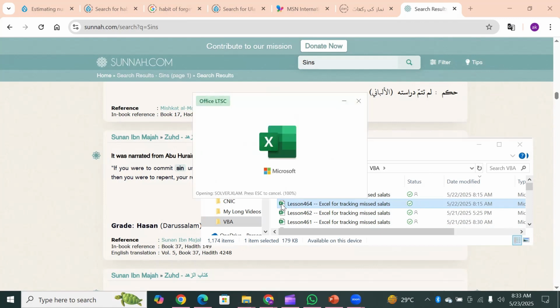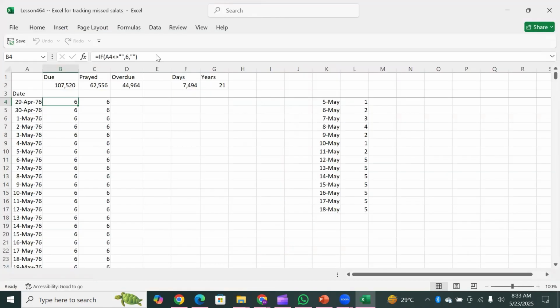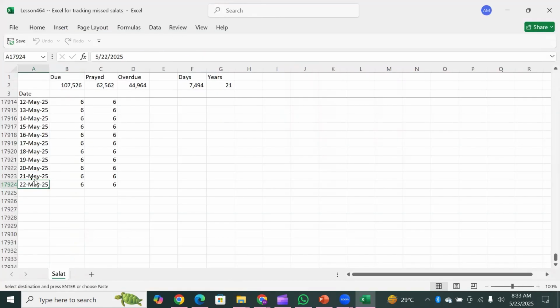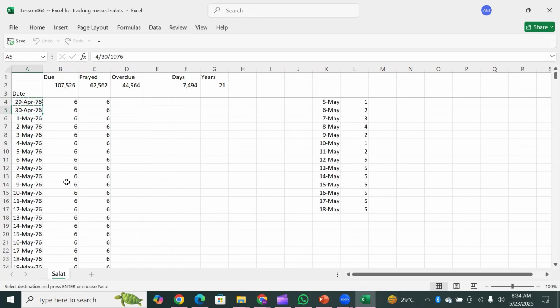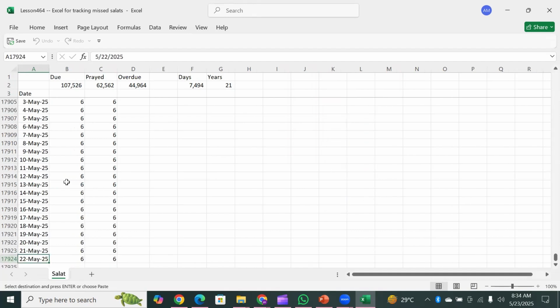So once it opens, we enable the macro. Make sure we do not proceed without enabling the macro. We enable the macro. That causes it to update these entries until yesterday. Today is 23rd of May, and until 22nd, it has entered them, presuming that since you have done the Tawbah, you are never ever again going to the sinful life of missing your salats, right? So this is the first step.